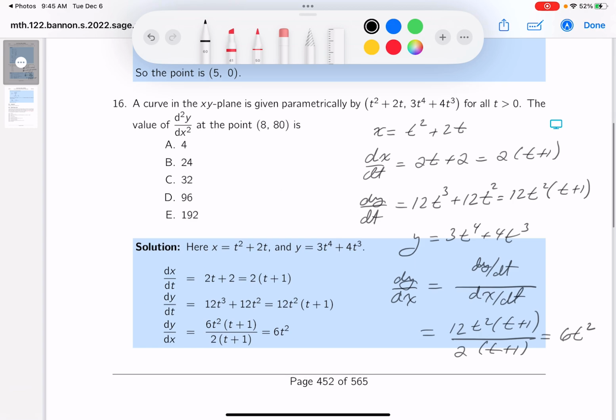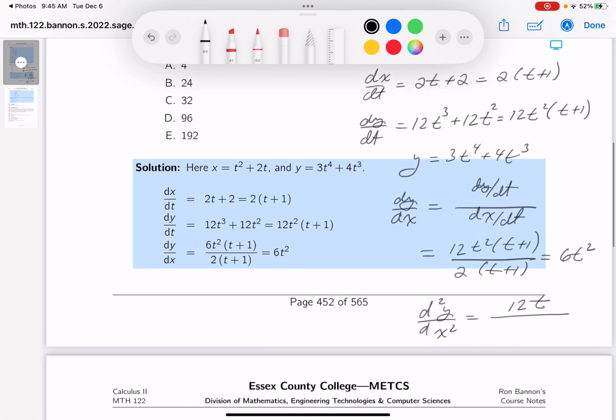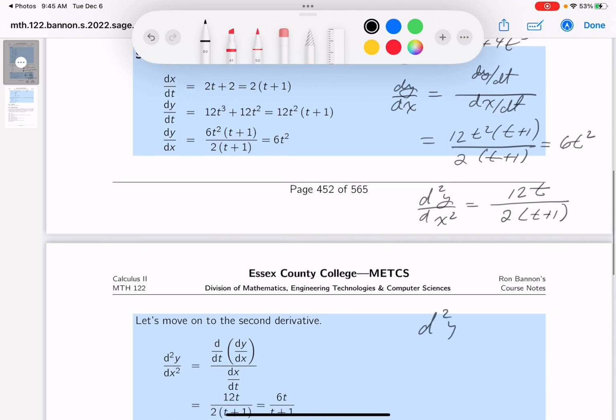All right, now let's go into the second derivative. And to do that, I got to write that down. So the second derivative is going to be what? Well, we need to differentiate dy/dx, that's going to be 12t, over dx/dt, which is 2 times (t plus 1). And then the second derivative is going to be equal to 6t over (t plus 1).